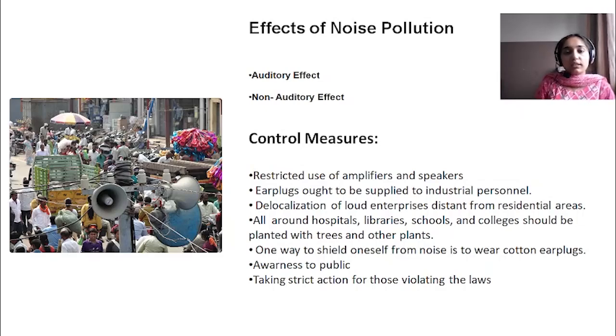So these are some of the control measures of noise pollution which one should follow. First one is restricted use of amplifiers and speakers. One should restrict the use of amplifiers and speakers. The sound created by an amplifier and speaker should not be more than 60 decibels. When it exceeds the limit of 60 decibels, it is not acceptable, and the hearing capacity of any living organism can be lost. So the sound coming out from the amplifier and speaker should be controllable.